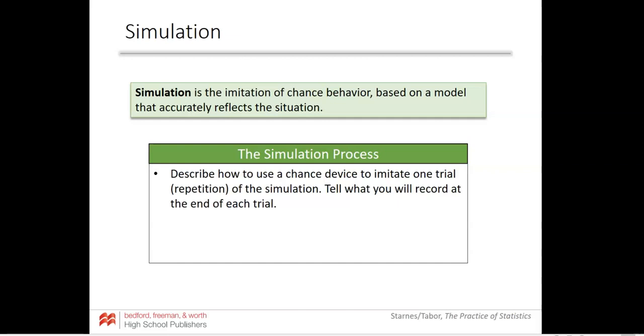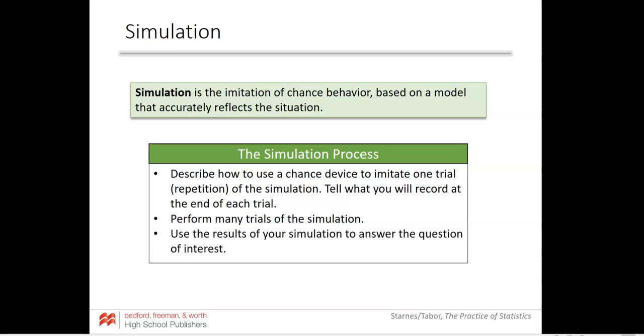So the first thing you want to do is describe how to use a chance device to imitate one trial or repetition of the simulation. So tell what you're going to record at the end. What are we actually finding, whatever we're counting usually. Perform many trials of the simulation.